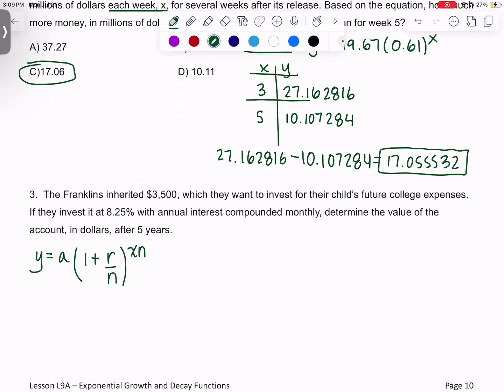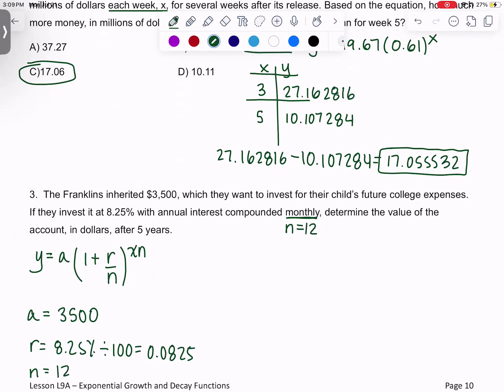For time in the exponent, we know that A is $3,500. R is 8.25%, divided by 100 is 0.0825. And N is compounded monthly, so N is 12. X is going to be 5 years. So let's plug it all in.